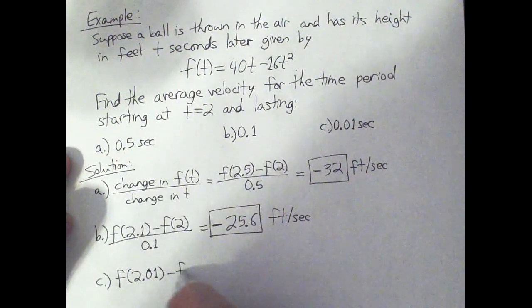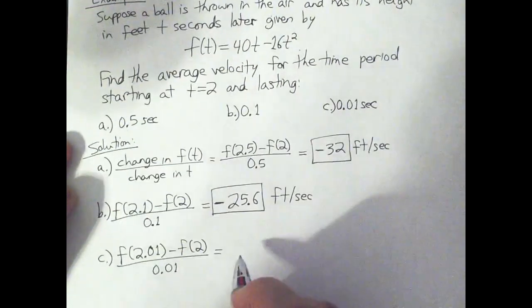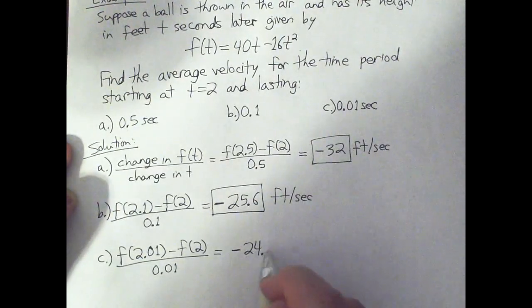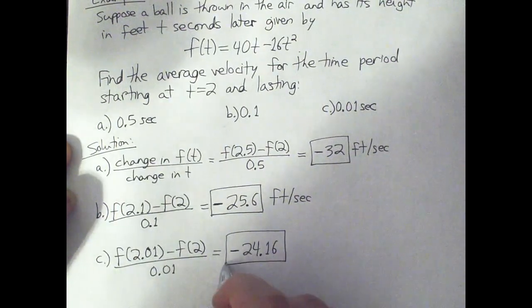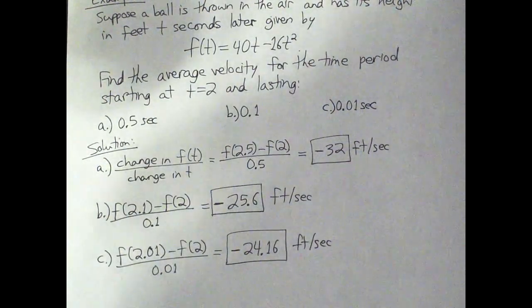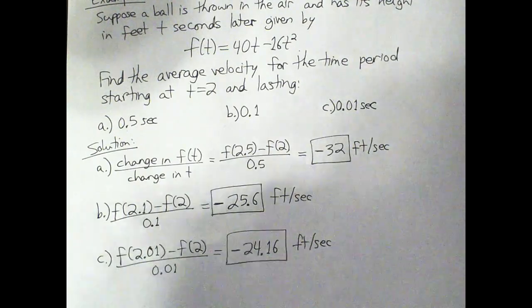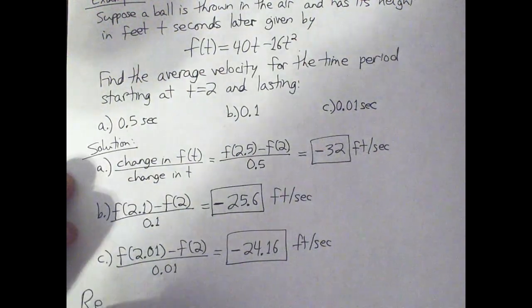All right. This is going to be this formula, and I wind up getting negative 24.16 feet per second. Let's talk about this a little bit. This looks different from the problems we've been doing over the past couple of sections. And really, this is something that could probably be discussed in an algebra class too. I mean, we talk about slope, and it kind of looks like we're doing slope, doesn't it? Anyway, some remarks about this.